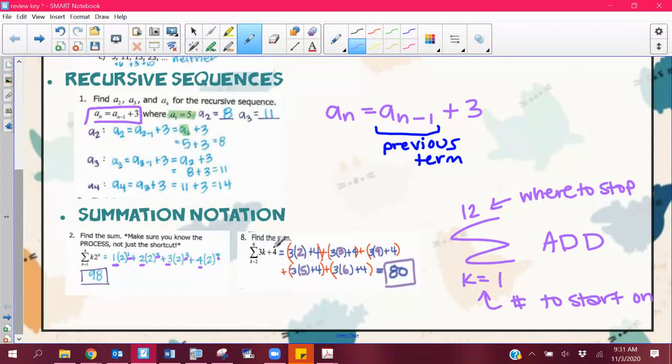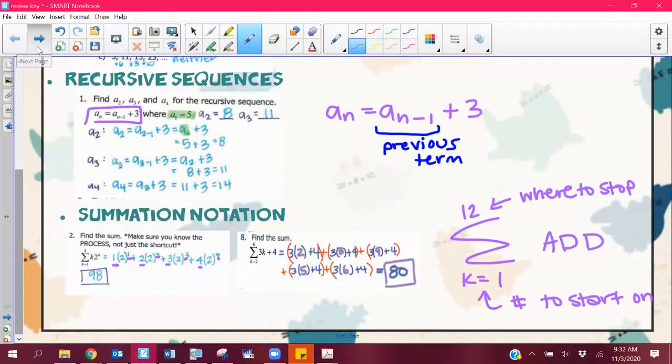Same deal here. Maybe it's a little easier to see here because I'm going to plug in 2, and then I'm going to plug in 3, and then 4, and then 5, and then 6, and just add up that sequence. So this tells you what you're plugging into. Okay. Again, make sure you know the process for this, not just a shortcut. You want to make sure you know how to find the expanded summation notation, because I can guarantee they're going to ask you about that.